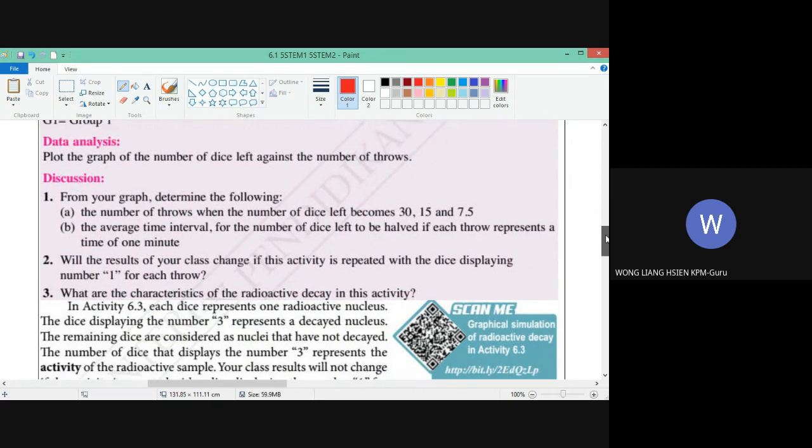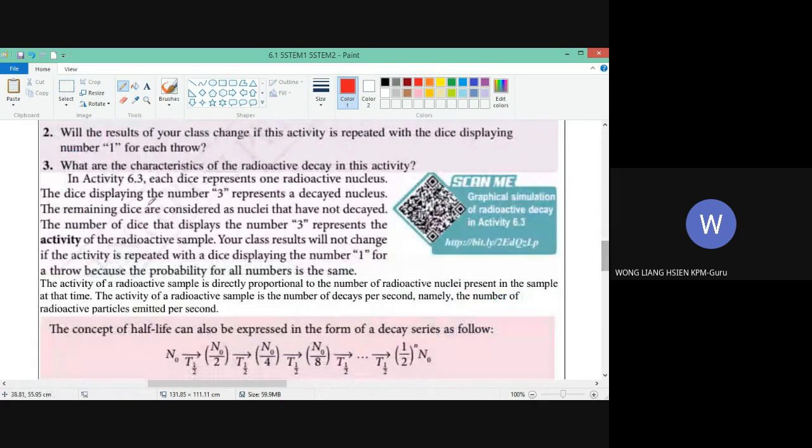See here, the explanation says in activity 6.3, each dice represents one radioactive nucleus. The dice displaying the number 3 represent a decayed nucleus. The remaining dice are considered as nuclei that have not decayed. The number of dice that display the number 3 represents the activity of the radioactive sample. So your class result will not change if the activity is repeated with the dice displaying the number 1, because the probability for all numbers is the same.